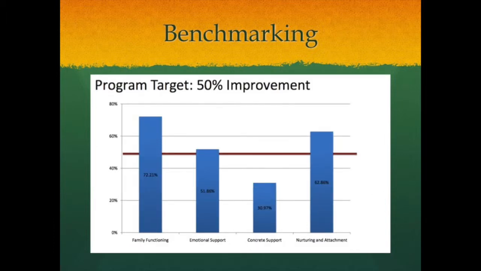In the second example, the bars represent the percentage of participants who showed improvement pre-post. And this program decided that they wanted to see in each of the protective factor areas listed at least 50% of parents showing improvement pre-post. And so in this area, again, you see that concrete support was an area in which not as many parents showed improvement pre-post as the other protective factor areas.